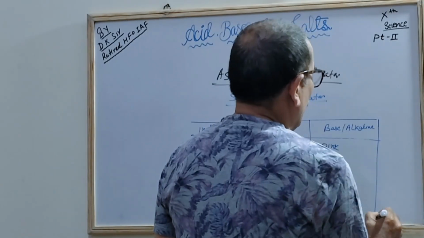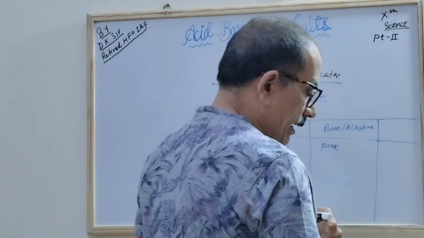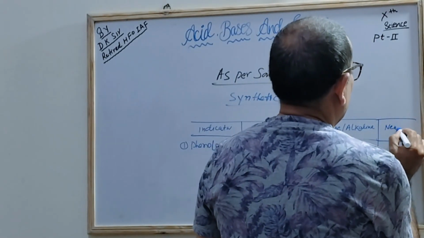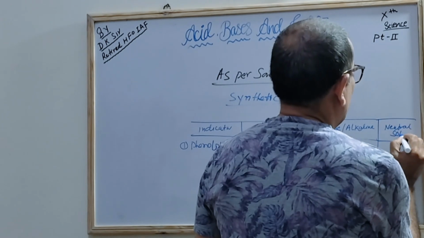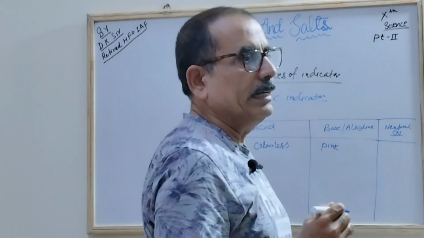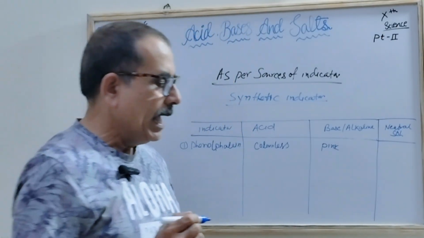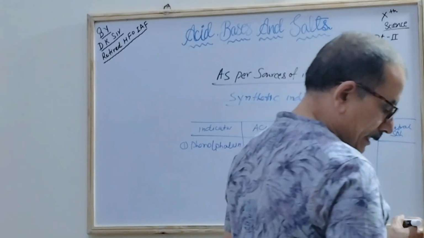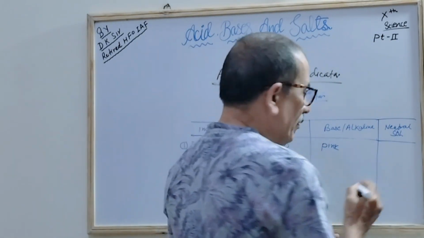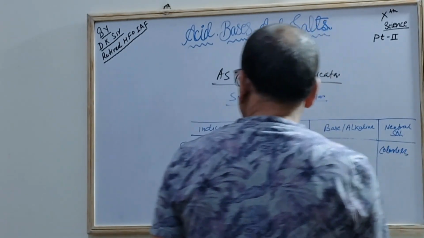One more column you can make is how it will react when you put it into the neutral solution. In the neutral solution also you can check how they behave. So the synthetic indicator is one which can be used for acidic, basic and also to check the neutral solution. In the neutral, this phenolphthalein will also be colorless. Correct? Colorless.